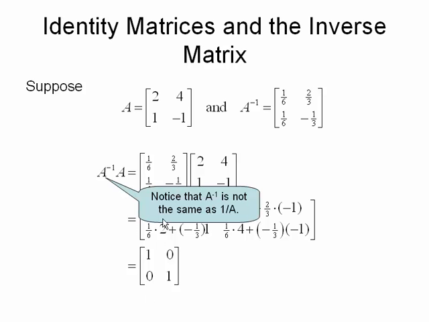So remember, A minus 1 is not the same as 1 over A. And the main reason for that is because division by A doesn't make any sense. You can't divide by a matrix. You can only multiply.